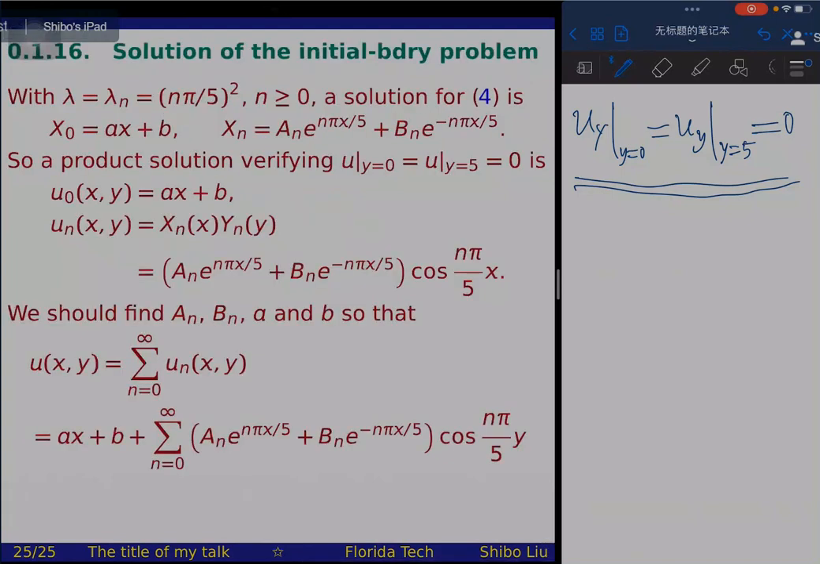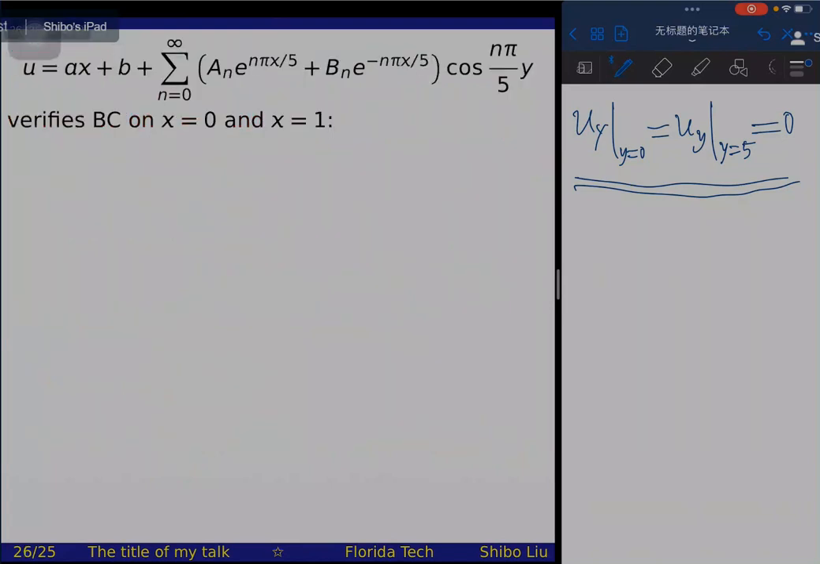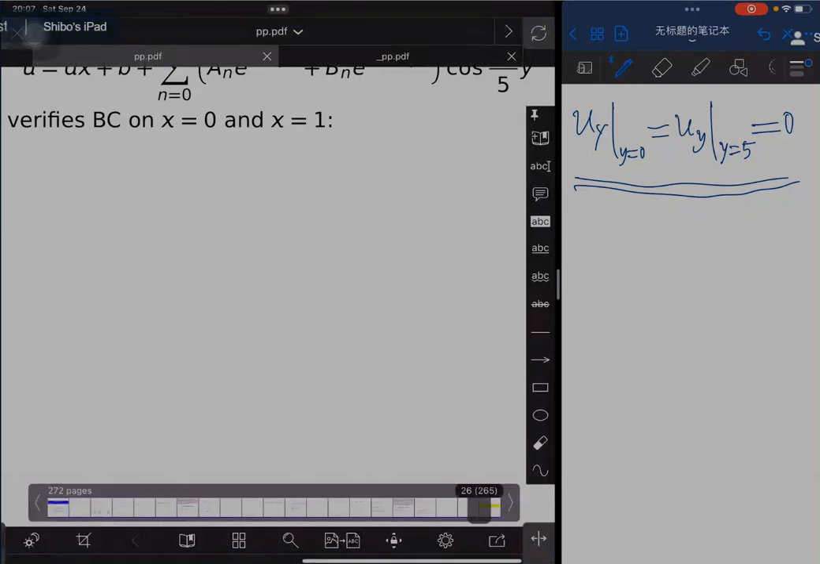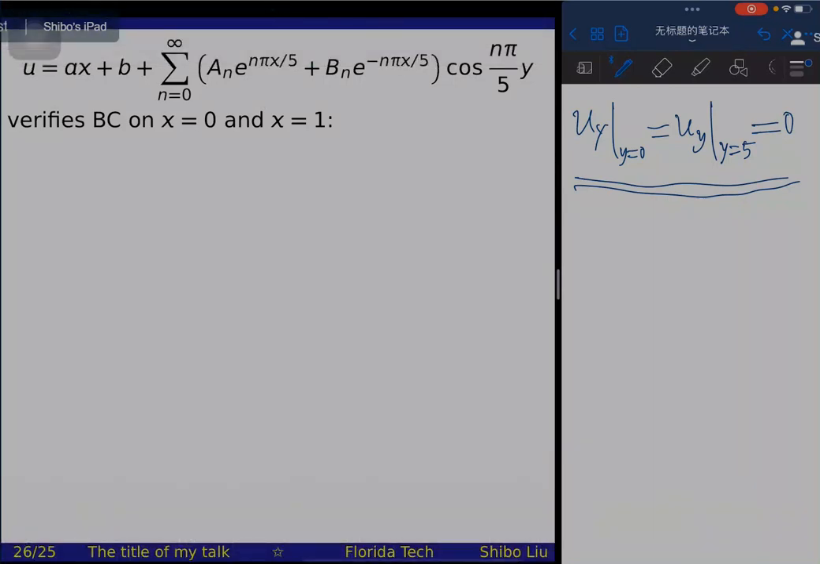To continue our discussion, I should copy the expression for u to the beginning of the next page. So this u satisfies the Laplace equation and also the Neumann boundary condition at the top and the bottom boundary. But it might not satisfy the Dirichlet boundary condition at the left and the right boundary. So we need to choose suitable a, b and capital An, capital Bn, so that it also satisfies the left and the right boundary condition, that is, when x equals 0 and x equals 1.